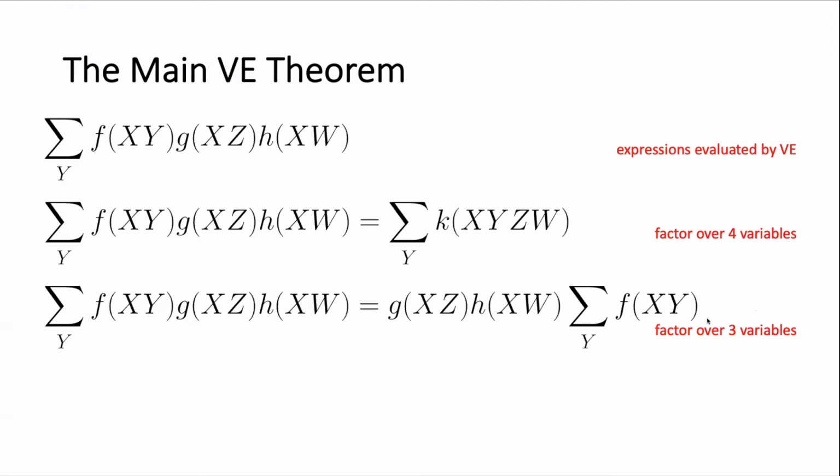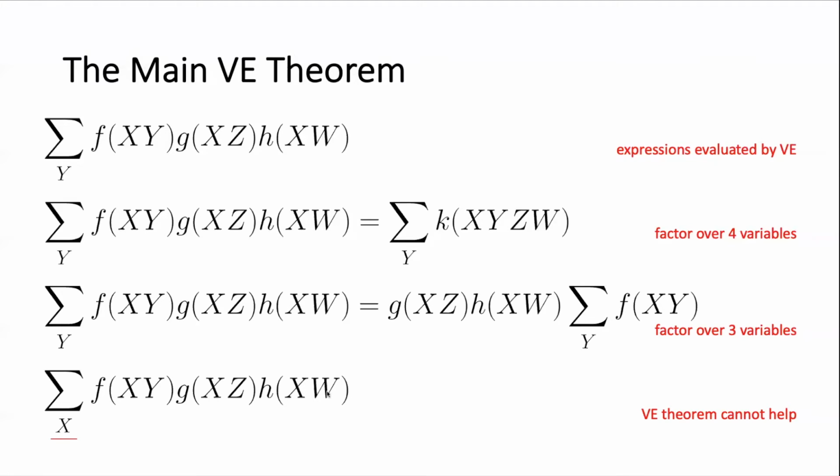As a result, the largest factor you end up constructing is over only 3 variables. And in general, this can lead to exponential improvements in terms of computational time. Now, if I was actually summing out the variable X, then this theorem does not help me because X appears in all of them. In this case, I have to multiply all 3 and I have to end up constructing a factor over 4 variables.